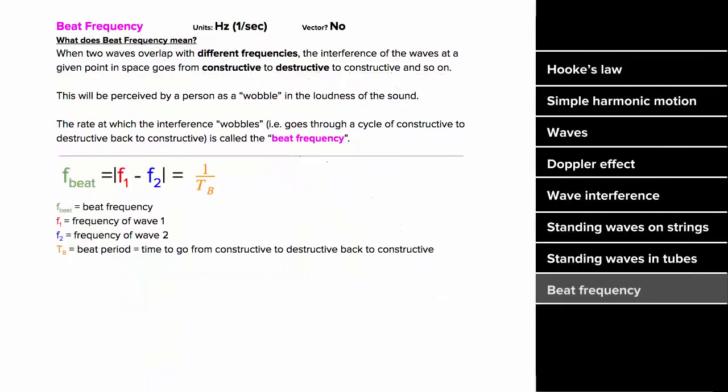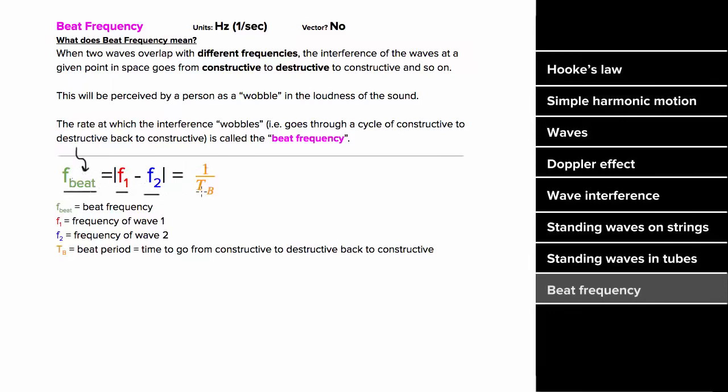How do you determine the beat frequency or the beat period? Well, the formula you use to find the beat frequency is actually really simple. You just take the difference of the frequencies of the two waves that are overlapping. If there is no difference, if these waves have the same frequency, you'd have a beat frequency of 0, which would mean you hear no wobbles at all. The further apart these two frequencies get, the more wobbles you would hear per second. And then to find the beat period, you could take 1 over the beat frequency.